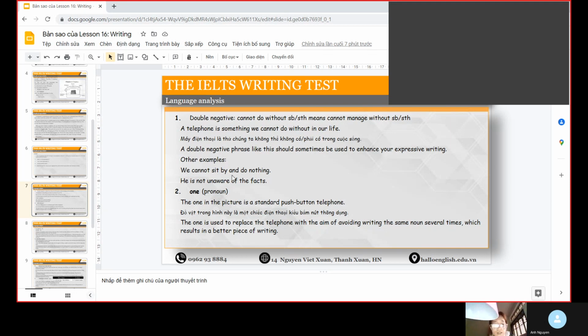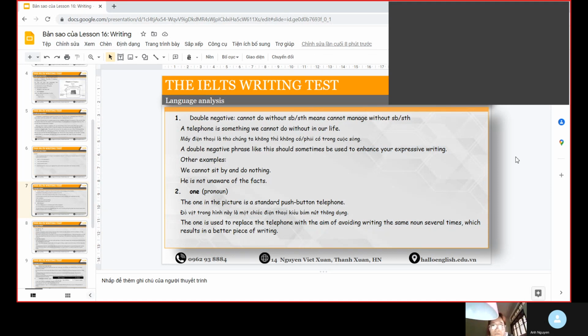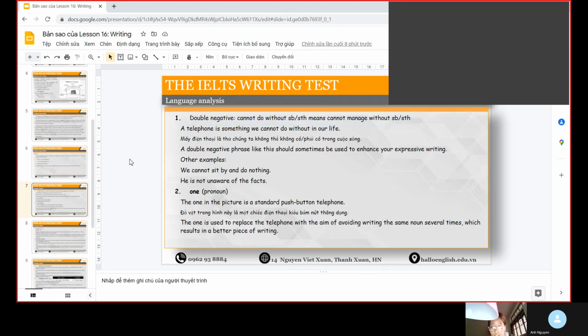Other examples: we cannot sit by and do nothing. He is not unaware of the facts. You can say that a telephone is something that we need in our life, but sometimes use a double negative to emphasize something or to enhance your expressive writing. In some types of writing, like writing essays or some kind of text, using a double negative is totally fine. And sometimes it also shows that you understand the language you are using.